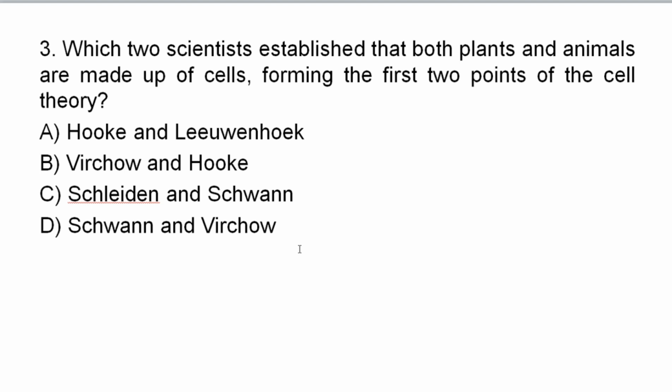Good. The correct answer is C. Sheldon and Schwann established that both plants and animals are made of what? Cells, and they pointed out the first 2 points of cell theory. So the correct answer for question number 3 is C. Sheldon and Schwann.